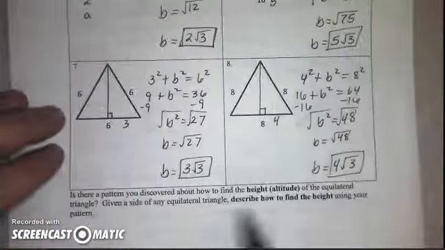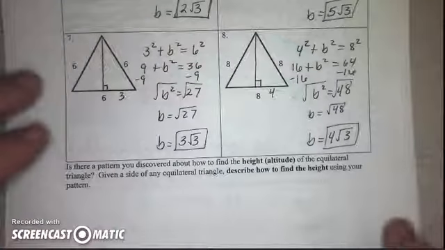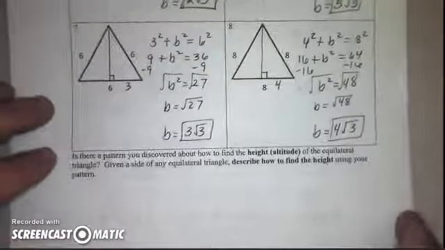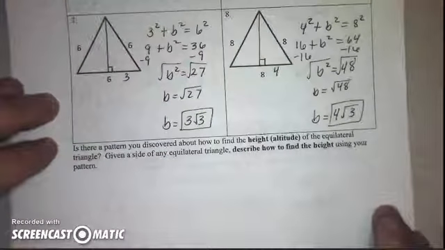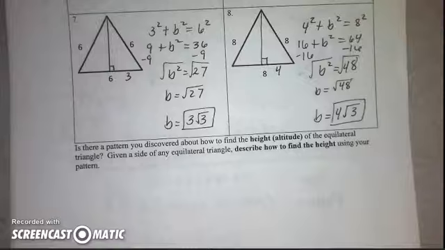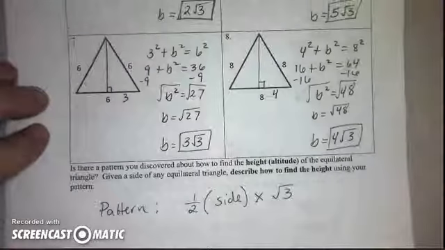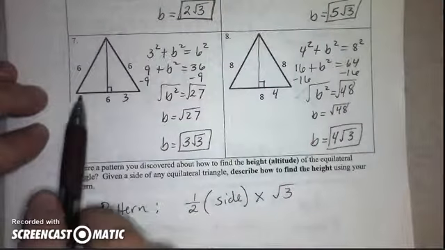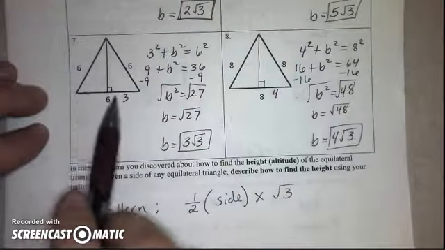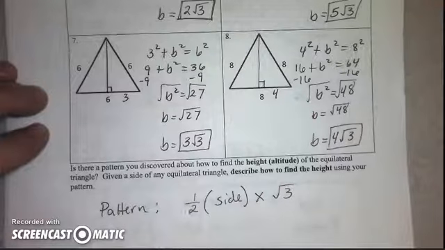So once again, I want you to talk about the pattern with a partner, and then when you're done, go ahead and continue watching the video to see what the pattern is. All right, pause the video here. Okay, what we should notice is to find the altitude of this triangle, we're going to take half of that side length and multiply it by the square root of 3 every time.